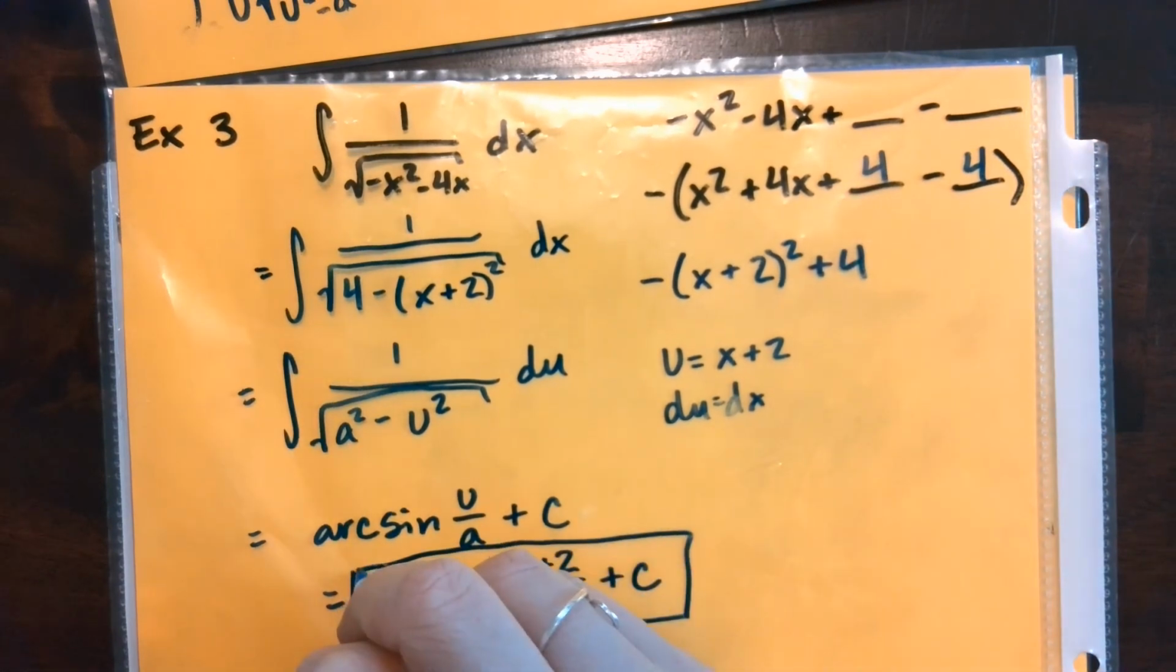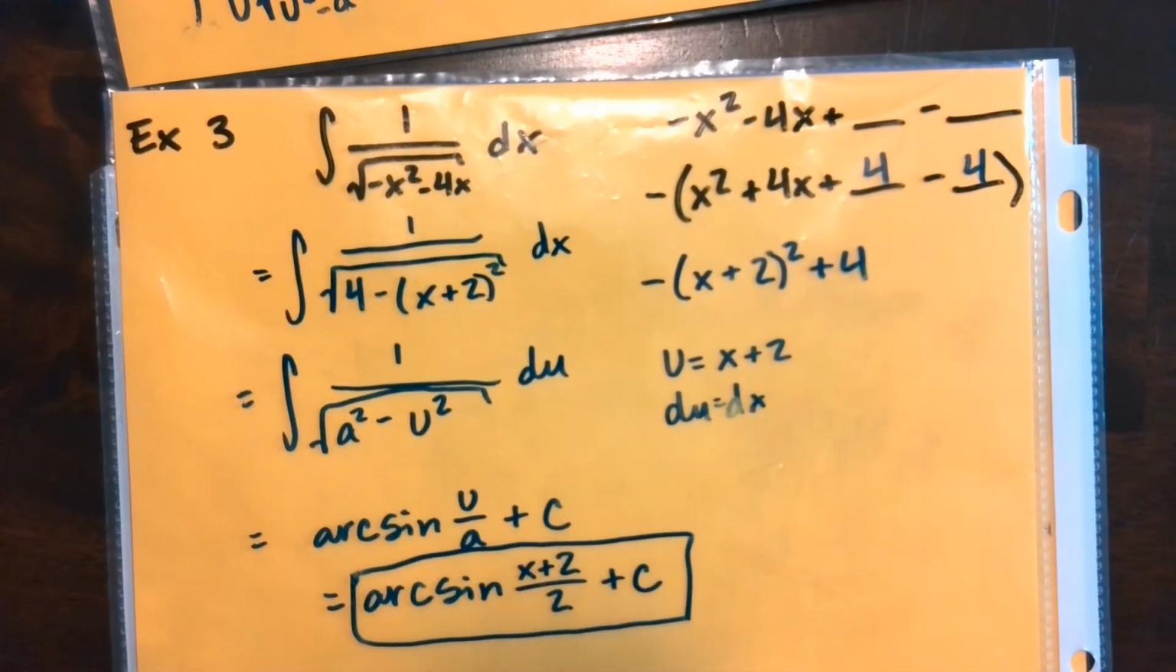There are other values of a, by the way. I don't know how they all ended up being 2 for all 3 examples, but I don't know. Conspiracy.